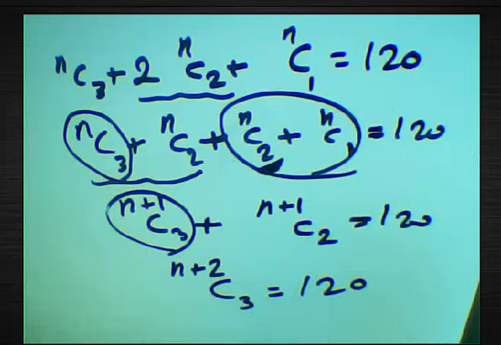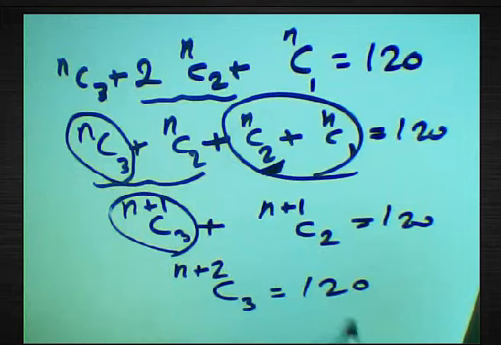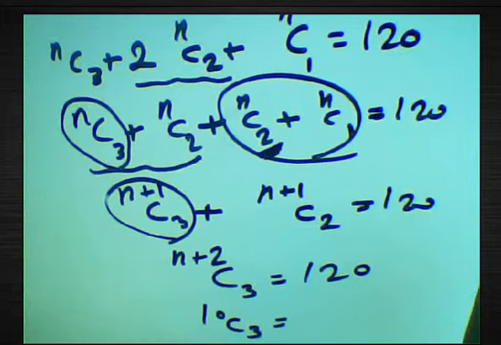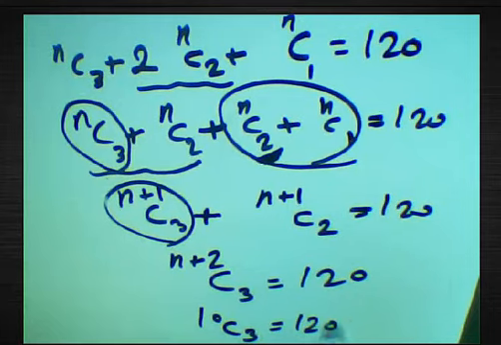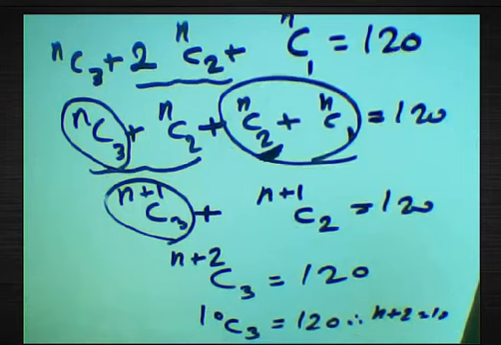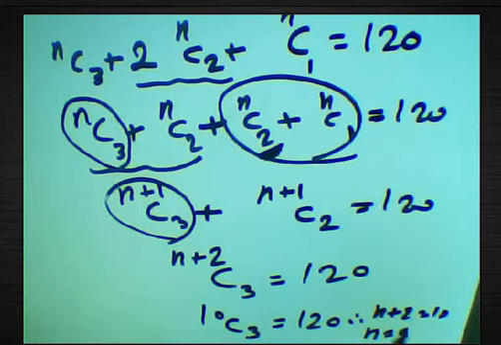We can use a calculator to find what we know. 120 equals 10 combination 3 equals 120. Then n plus 2 equals 10. Then n will be equal to 8.